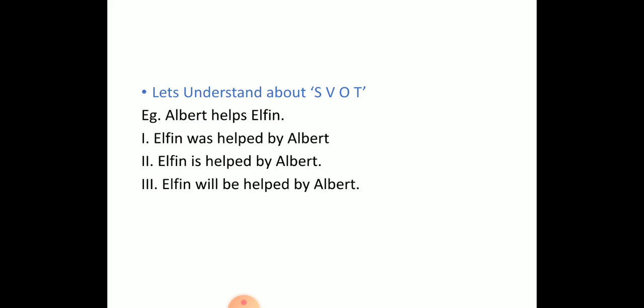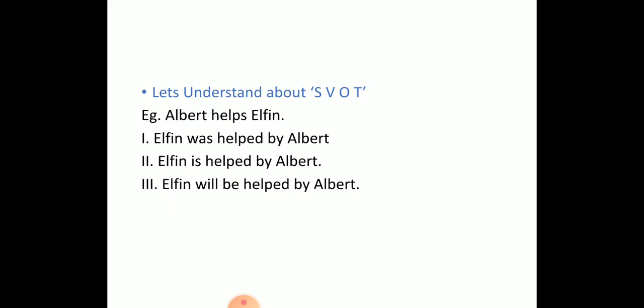Let's understand SVOT. Yes, SVOT. S is for subject, V is for verb, O is for object, and the last one is for tense. Here we understood about subject, verb, and object. Now we need to understand the role of tense in voice. Students, we cannot make a change without tense because tense plays a very vital role in changing the voice from active to passive and passive to active, vice versa.